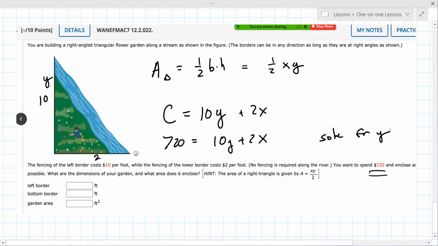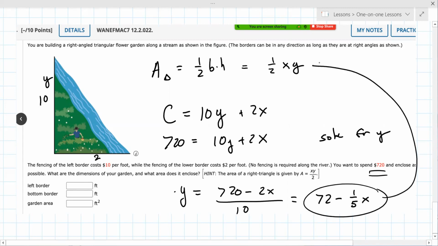So when you do it this time, you get some fractions, but that's okay. We'll make that work here. So Y is equal to 720 minus 2X, and then you divide that by 10. So that reduces to 72 minus 1/5 X. This is what goes into this area equation.